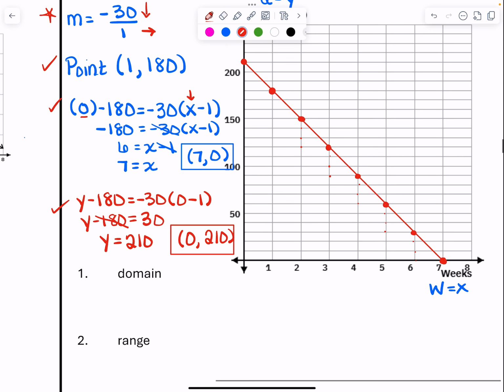So here, now it's asking me, what is the domain? Well, the domain is our x values. So our x values were between 0 and 7. Okay, so we're looking at these here, between 0 and 7. So our domain is x is greater than or equal to 0 weeks, less than or equal to 7 weeks.